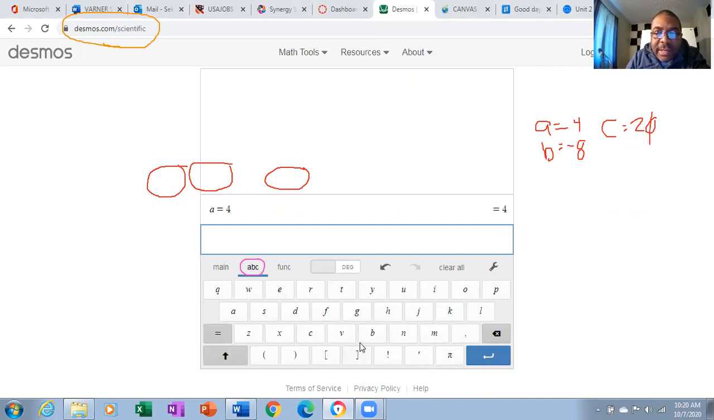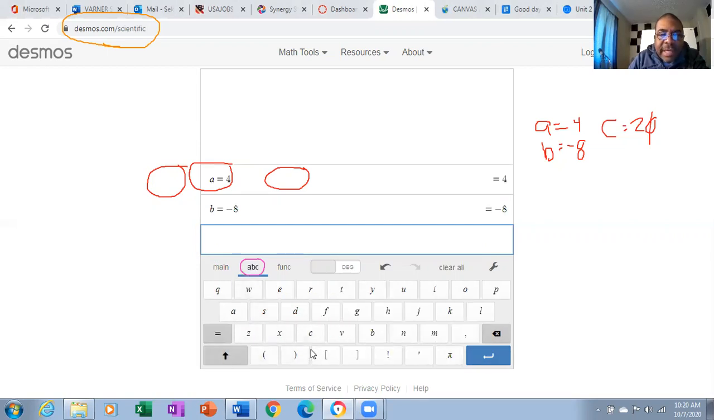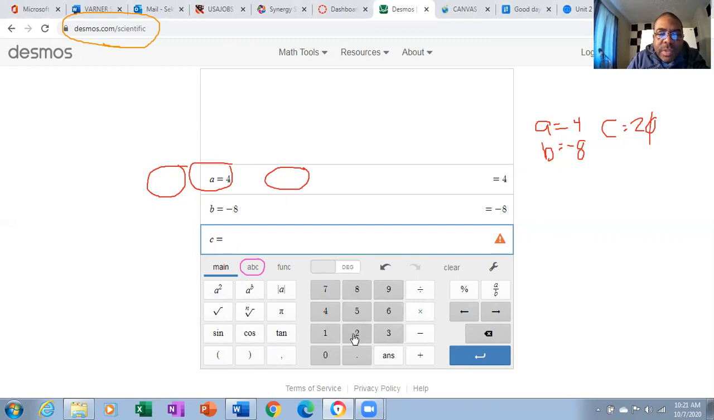I click ABC again. B equals, I'm going to click main, -8. Okay, so now the calculator knows that B equals -8, and we're going to go back to ABC. C equals, I'm going to hit main again, 20. So now the calculator knows that A equals 4, B equals -8, C equals 20. Let's go back to the problems now.